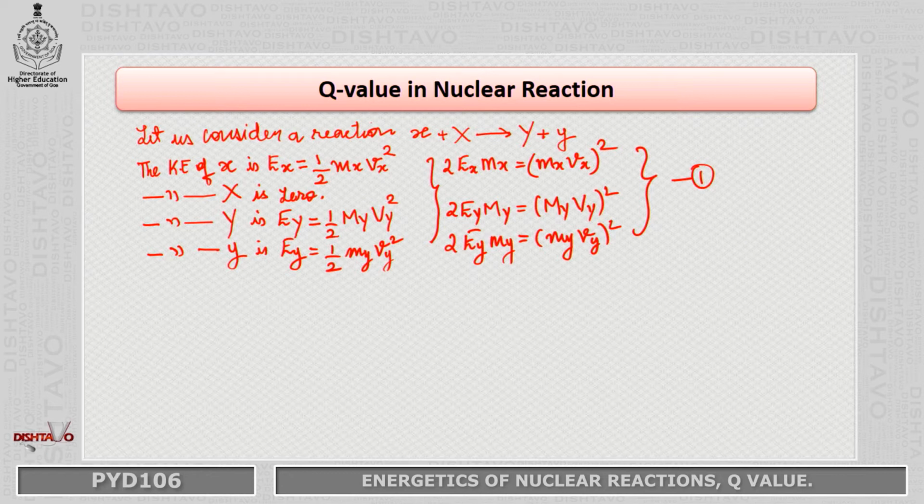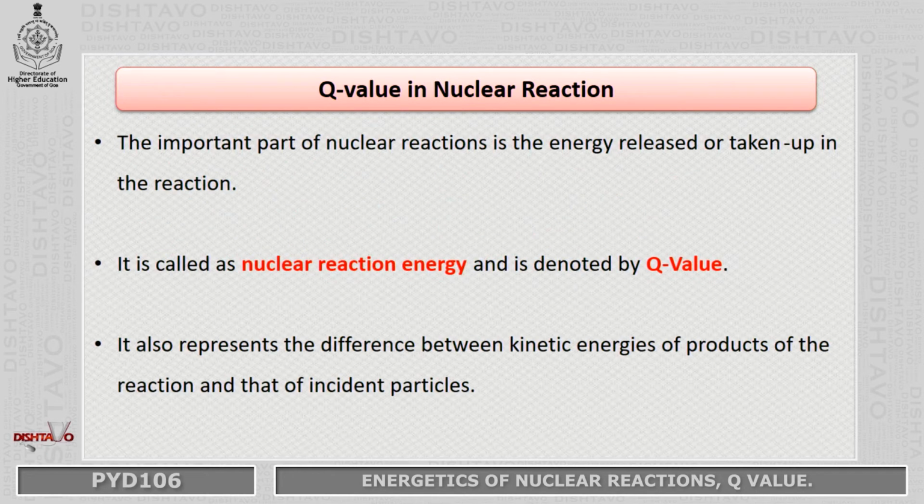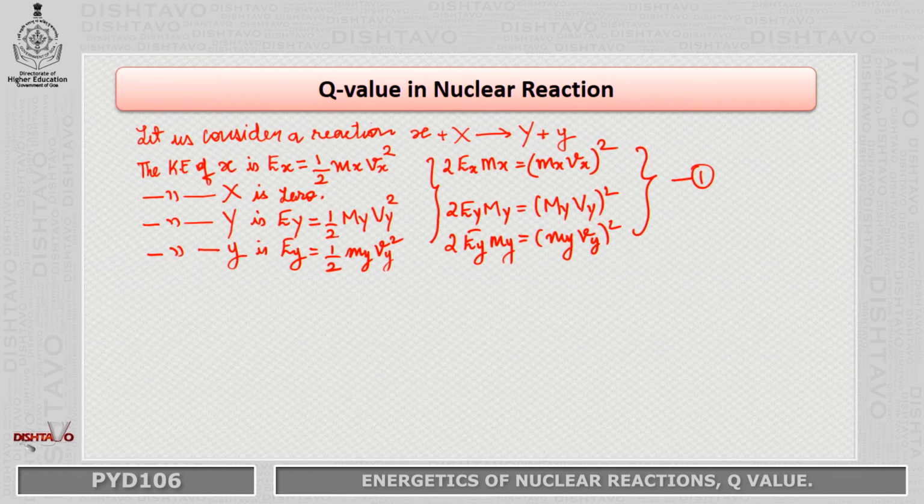Now, in our previous definition, we have seen that the Q value is represented by the difference in the kinetic energies of the product of the reaction and that of incident particles. So what we'll do here is we'll use the law of conservation of energy for this reaction.